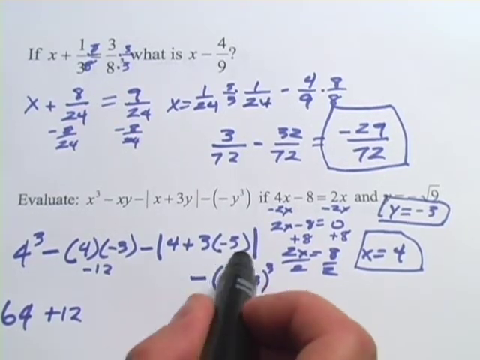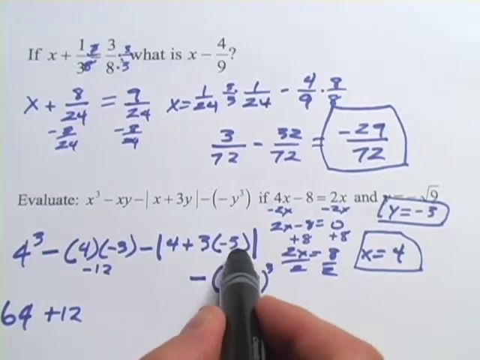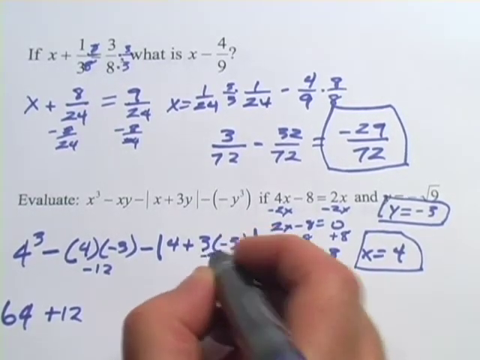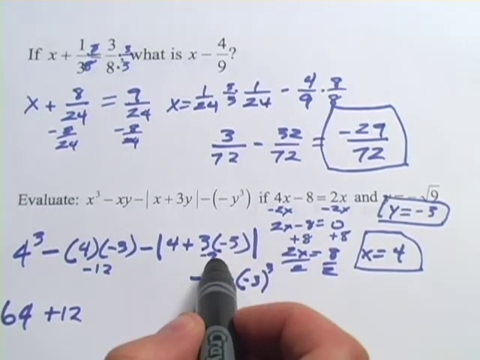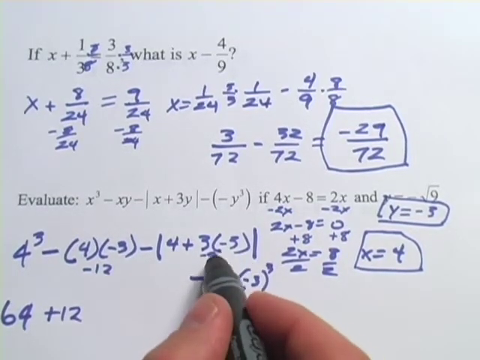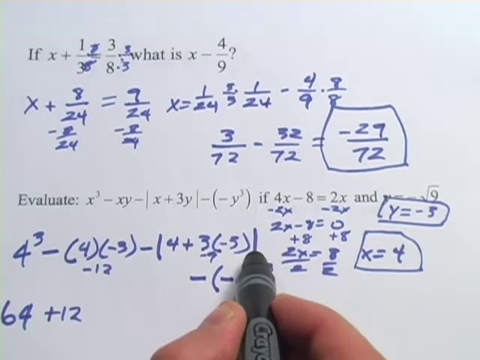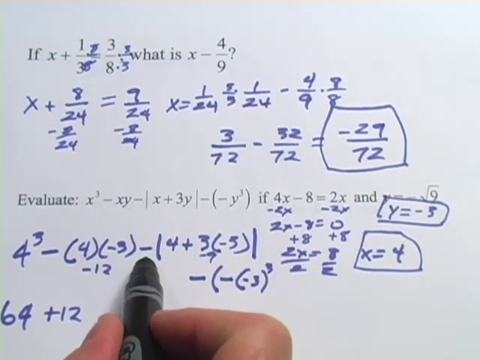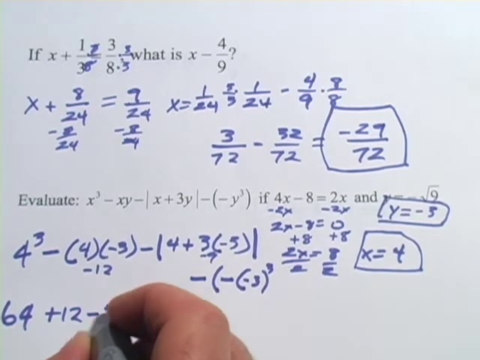Now let's figure out what's in the absolute value here. We have 3 times a negative 3. That would be a negative 9. 4 plus a negative 9, or 4 minus 9, would be negative 5. But then we take the absolute value of that, and we get a positive 5. And then we put this minus sign in front of it. It comes out as minus 5.